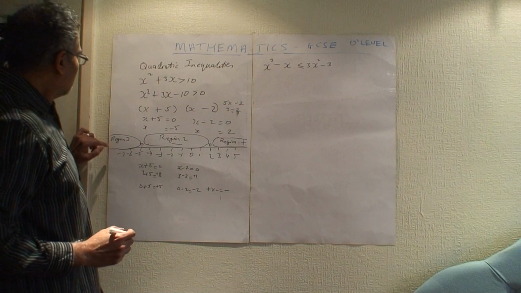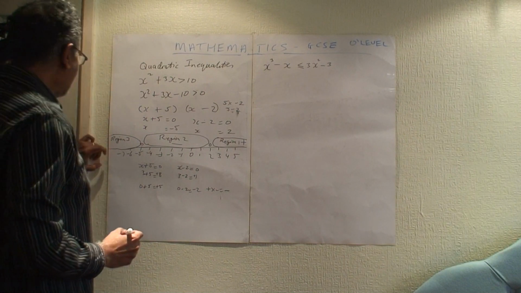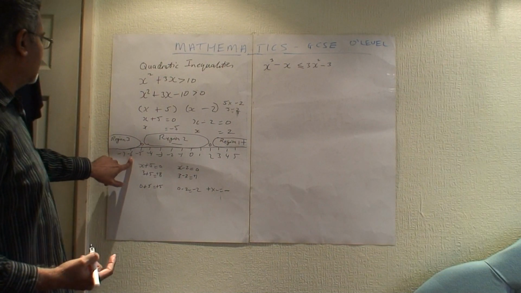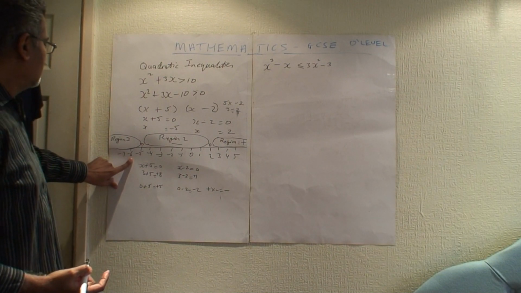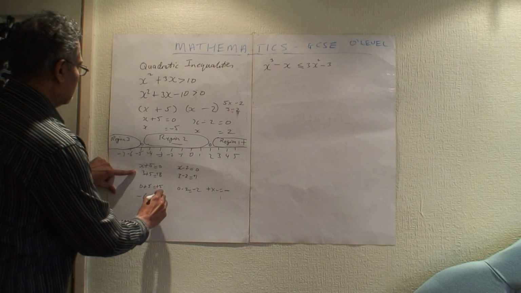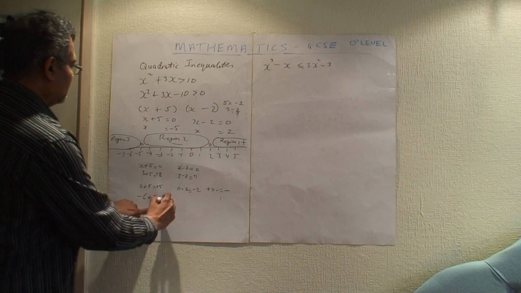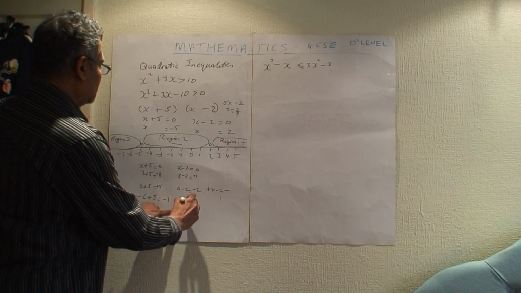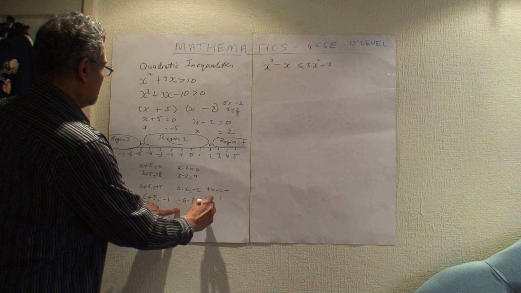For region 3, we could look at negative 6, and we do the same thing. Negative 6 plus 5 is minus 1. Similarly here, negative 6 minus 2 is negative 8.